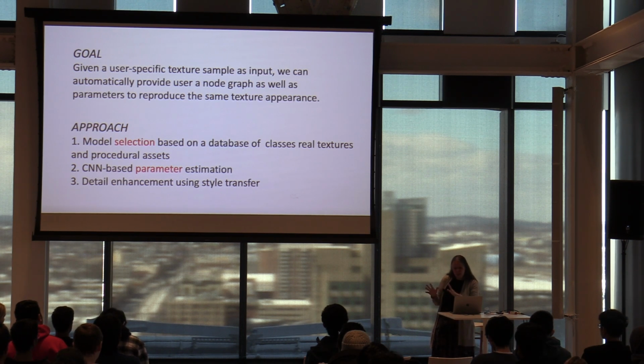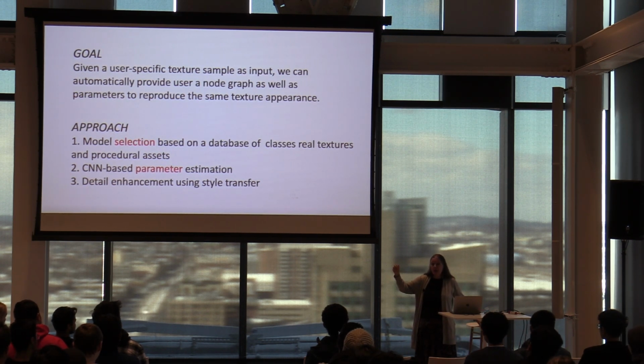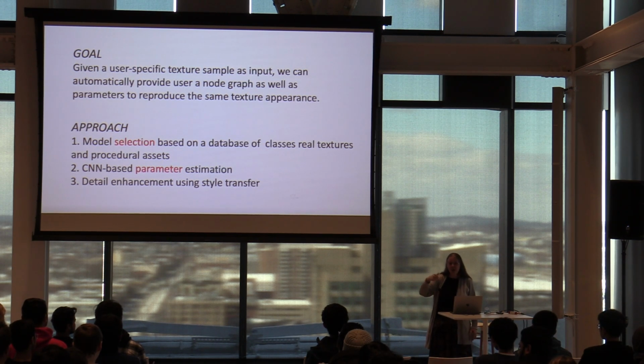So to break it down to something simpler, basically I'm going to assume I have a huge number of programs. My problem is going to be to choose the right one and then figure out the parameter settings for that one. So I'm going to reduce this problem to selection and then parameter estimation.